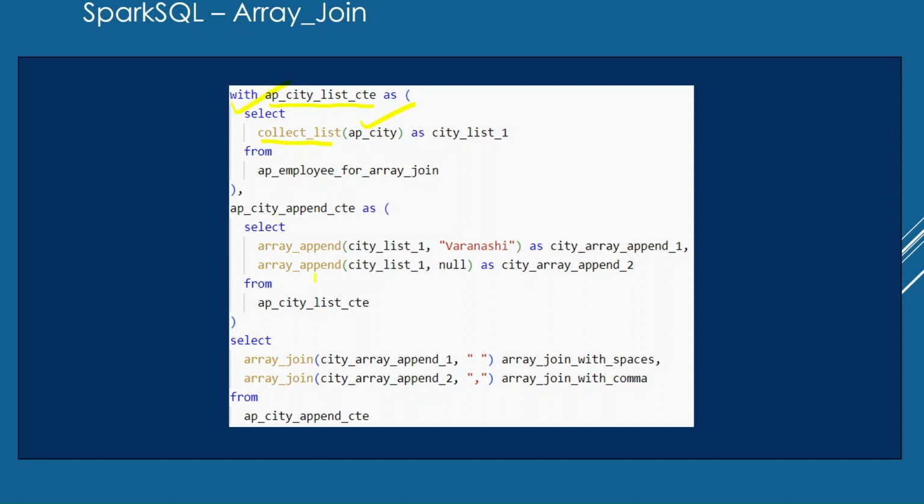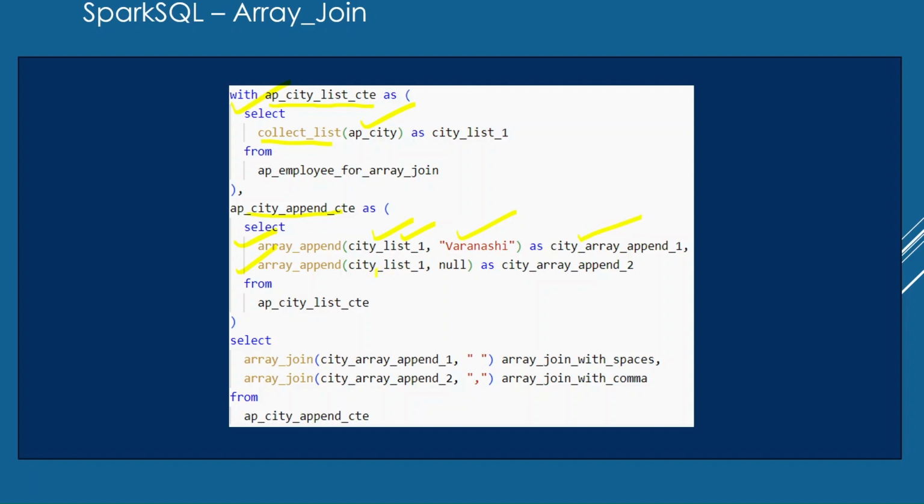When this city gets created, again I am creating this city and using the array append function. What will the array append function do? It takes two parameters: one is the name of the list and the other is an element which we want to append at the end of this list. Here we are appending Varanasi to this array list, and after appending it gives you another array list which is stored in this column.